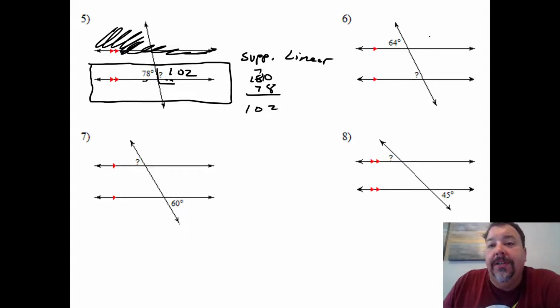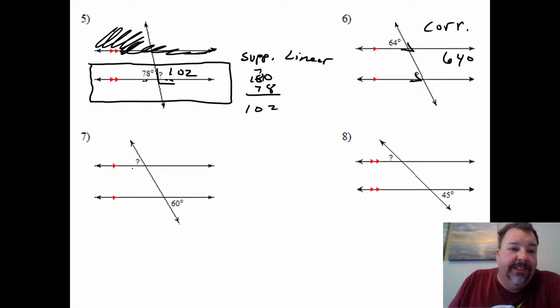For number 6, these would be corresponding. And it looks like these angles are the same. If you notice that all the big angles are equal to each other, and all the small angles are equal to each other. So here we have a small angle, here we have a small angle. So small angles are going to be congruent to each other, big angles are going to be congruent to each other. So if it looks like it's the same, it's probably going to be the same. So this one's going to be 60.